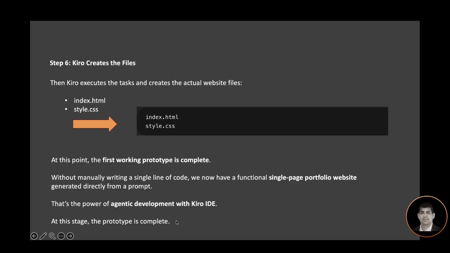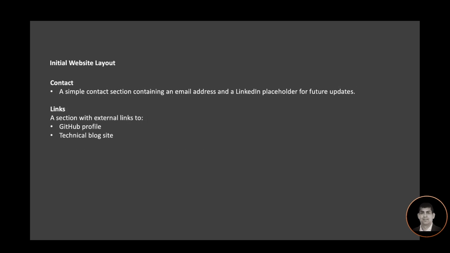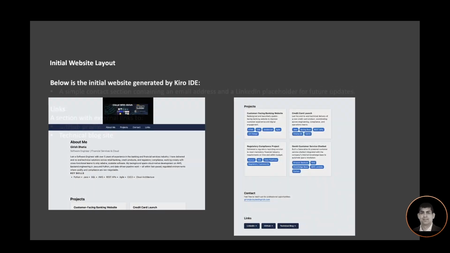At this stage, the prototype is complete. Let's see what has been generated. So here is the initial website layout. Once Kiro has completed the implementation task, the first version of the portfolio website was generated. This initial portfolio prototype included these sections: about me, projects, and then contact and links. And this is per the prompt and the requirements and the design that was generated.